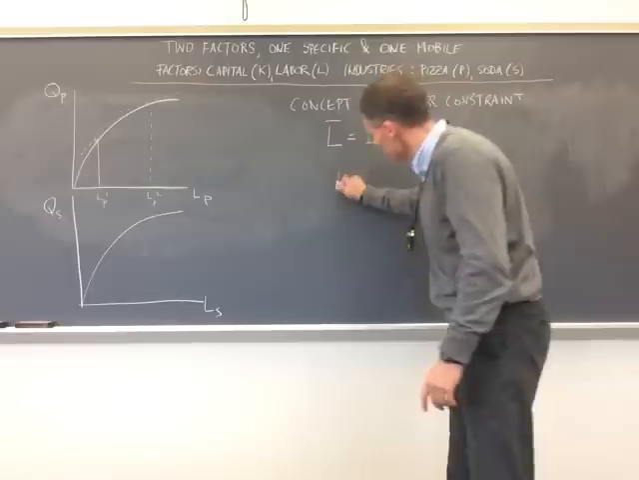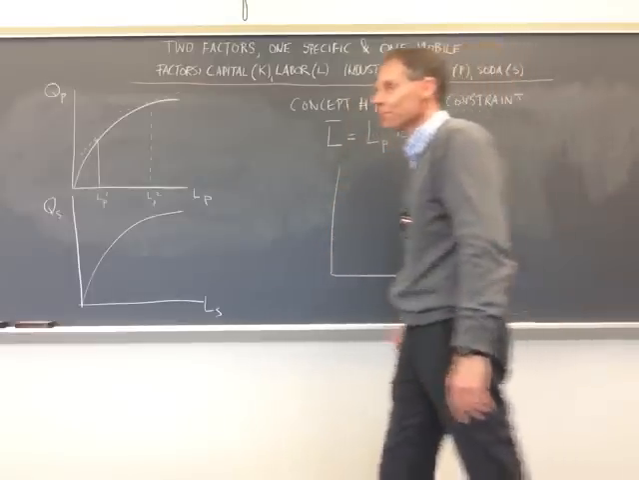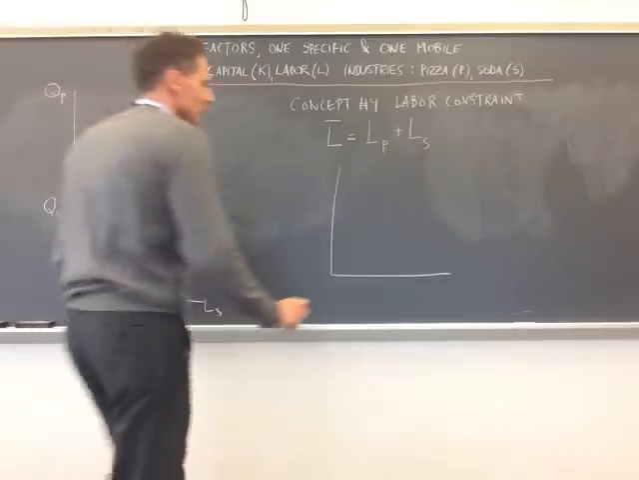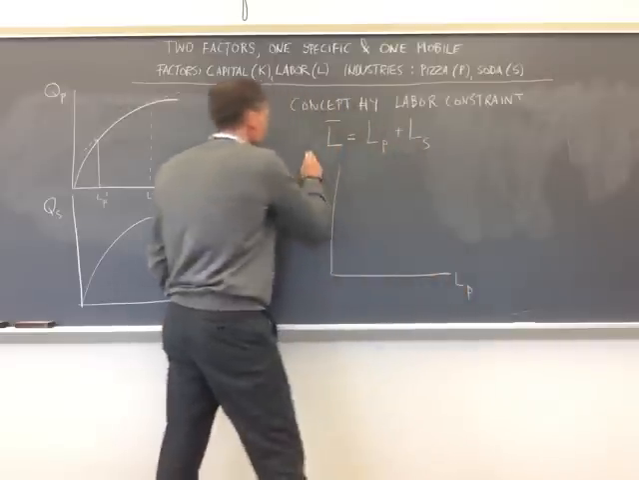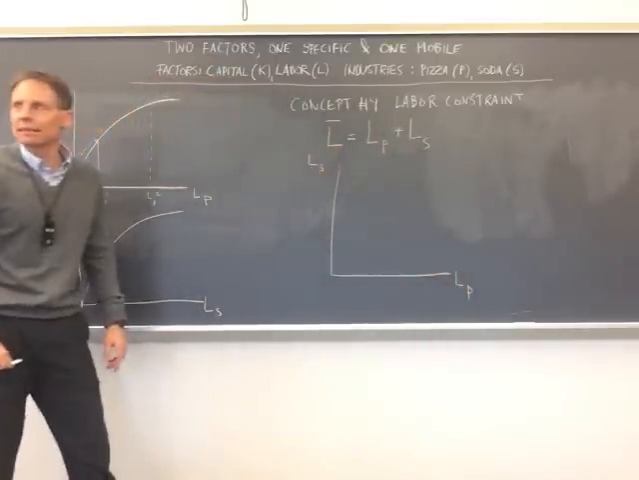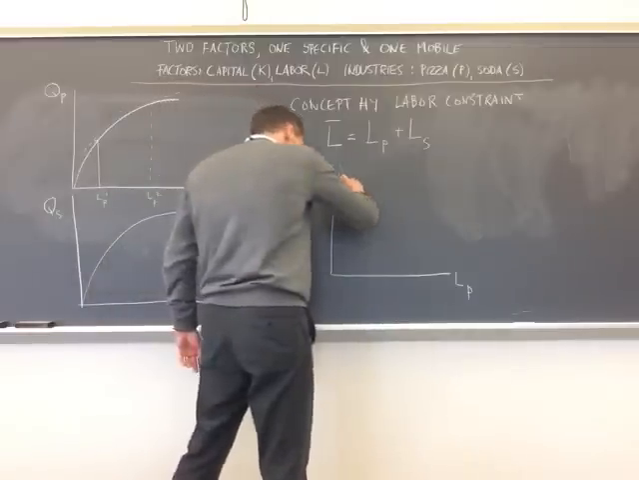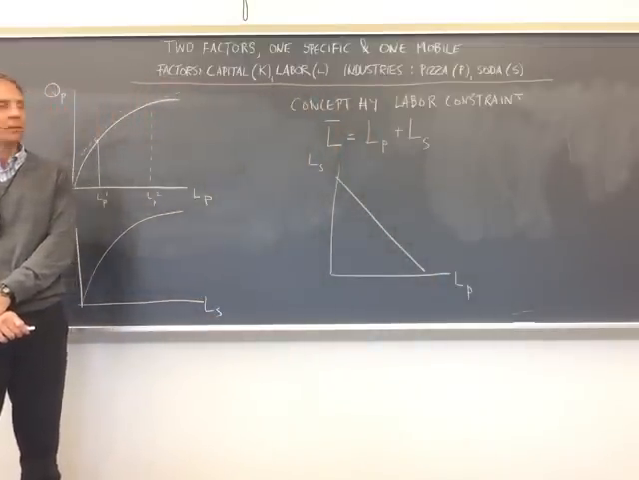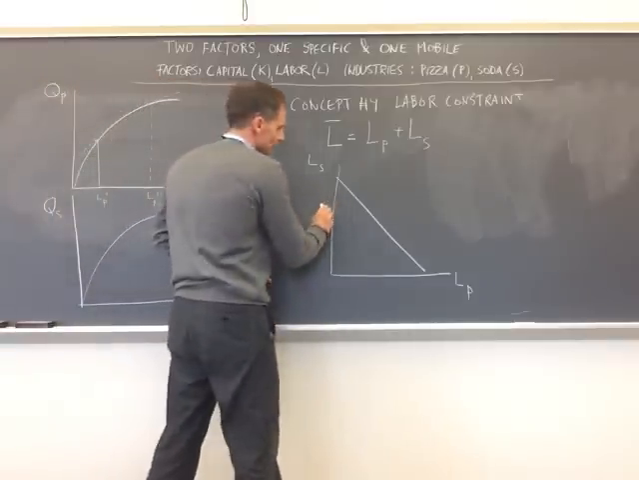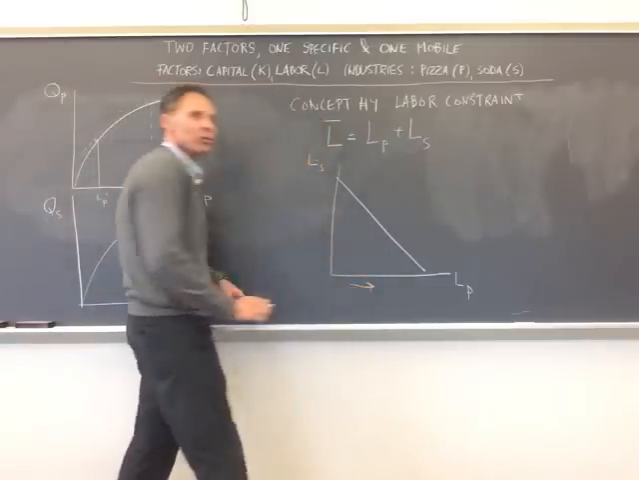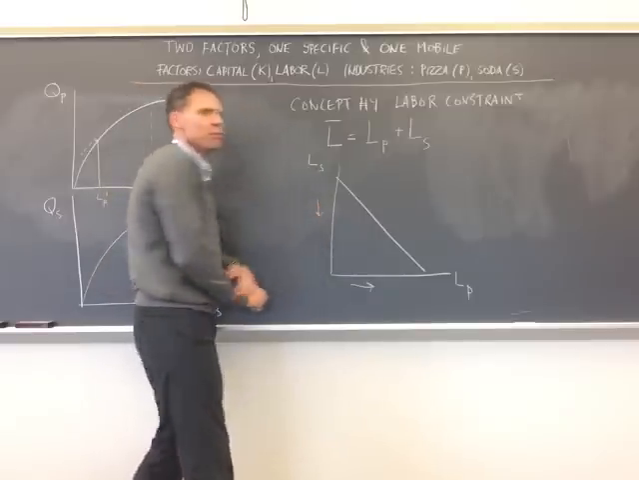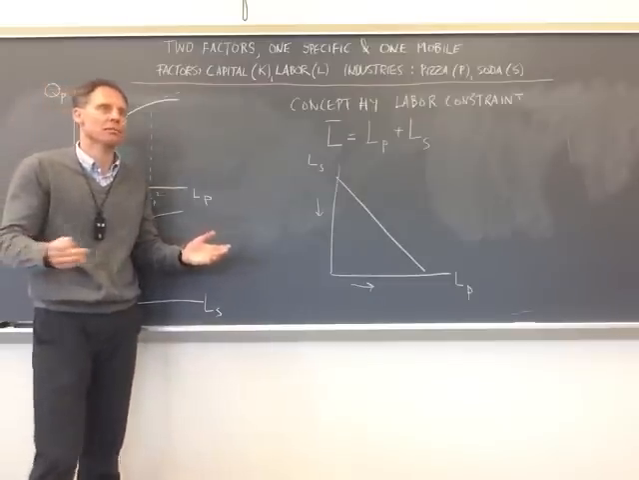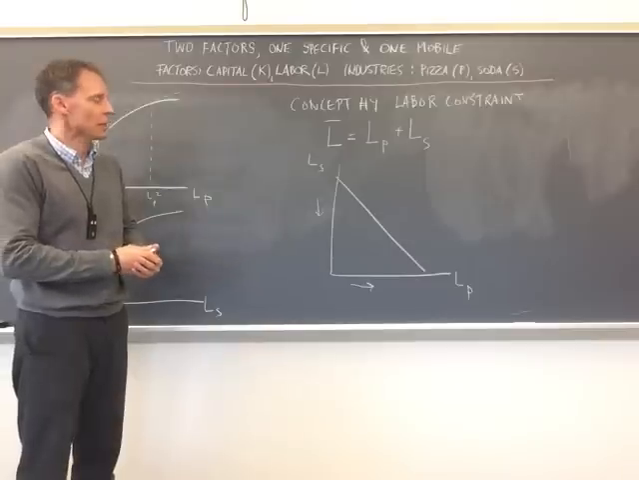If you just wanted to draw that, we can put the number of workers in the pizza industry and the number of workers in the soda industry on the 2 axes. And you'll have this 45-degree line, which shows that as you add more workers to the pizza industry, you're going to have to take workers out of the soda industry, because that's the only place where we have workers that can be going into the pizza industry.